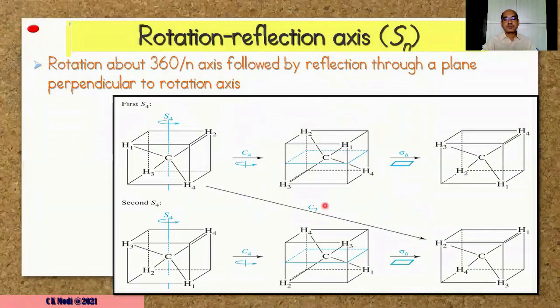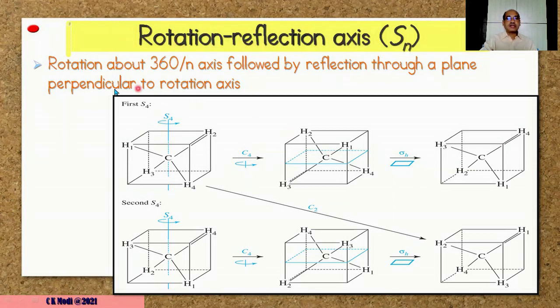Now the last one, that is the rotation reflection axis. So there are 5 symmetry elements that we have discussed one by one: axis of symmetry, identity, center of symmetry, mirror plane, and the last one, the rotation reflection axis, which is also referred to as improper rotations.